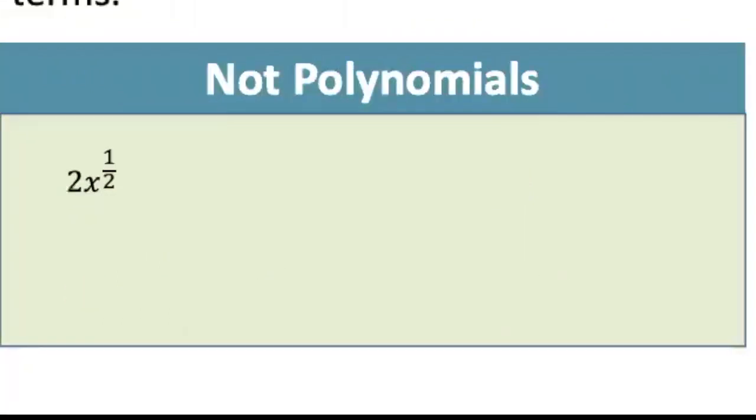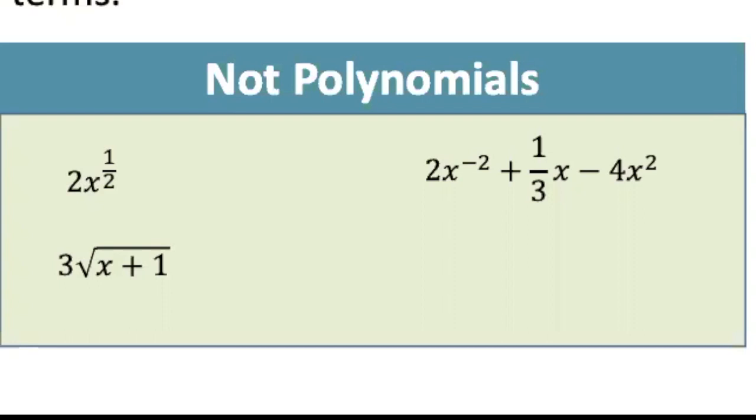And this one, 2x to the 1/2 power, would not be a polynomial because it has a fractional exponent. 3 times the square root of x plus 1 would not be a polynomial because the square root symbol is equivalent to a 1/2 exponent. And if you haven't seen that before, that is something you will learn. But for the time being, just know that if you have variables under a square root, that will not be a polynomial. This example is not a polynomial because of the -2 on the x.